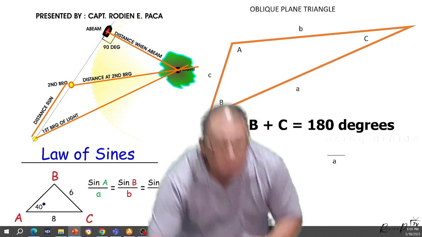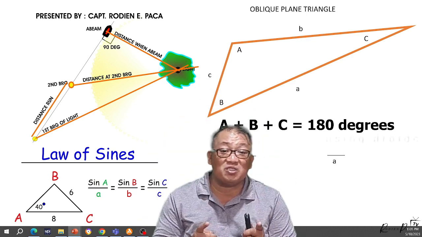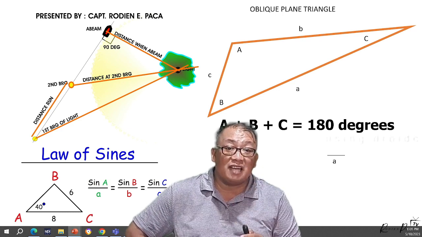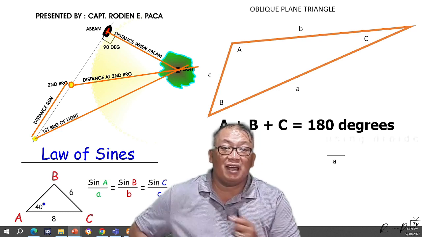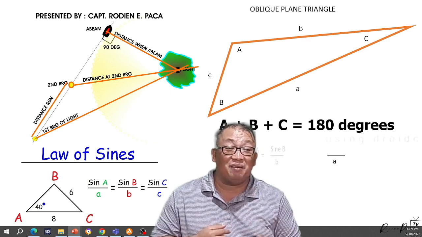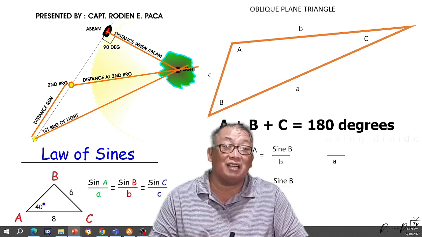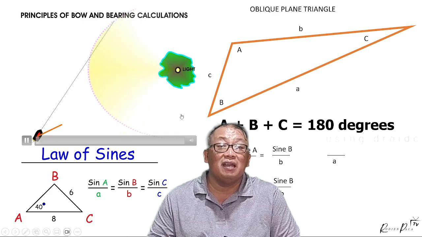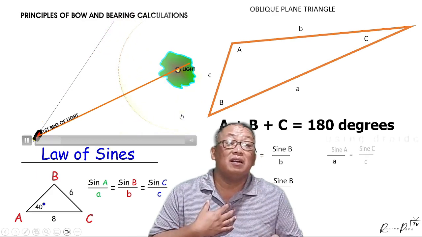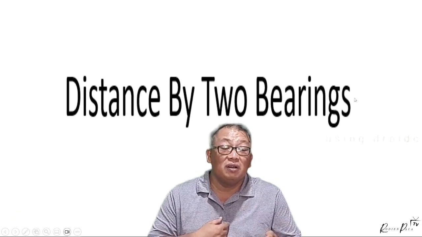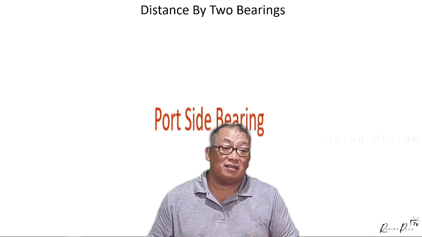I just told you the basic principle of calculations. This is the very foundation of the calculations of nautical science and navigation, which I am telling you in this blog, RODIENPACATV. This is very important because I have been using this effectively when I was a student and when I was also practicing as a mariner. Okay, so distance by two bearings.